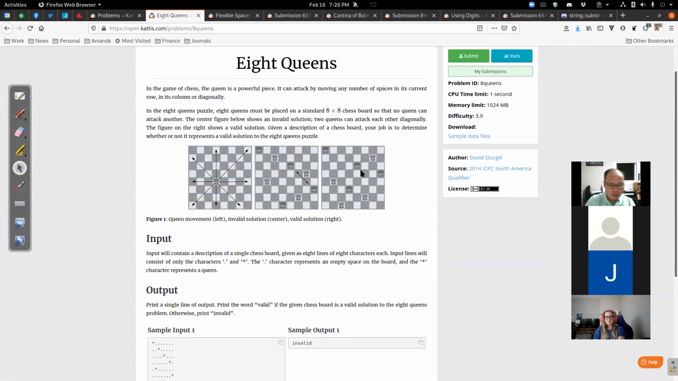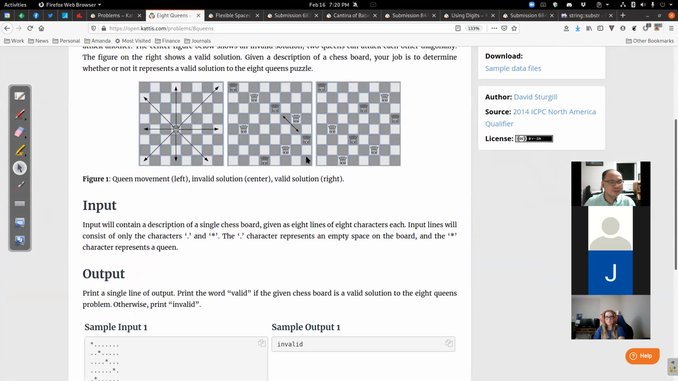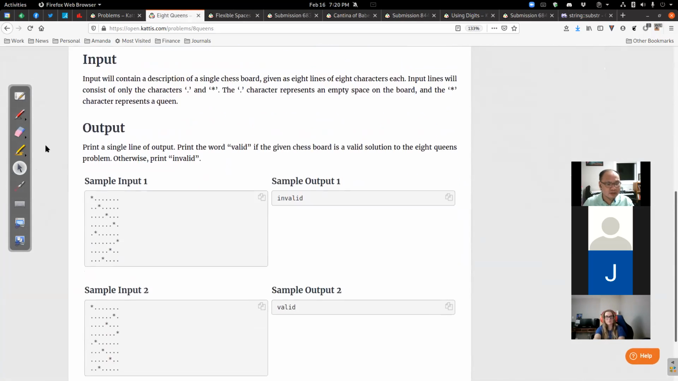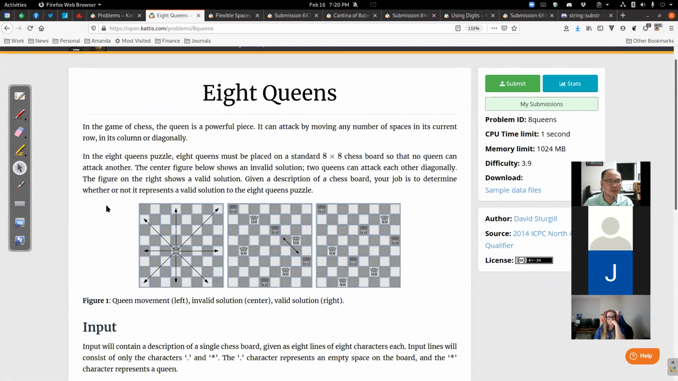Okay, this other one. So 8 queens, right? I think I told Jana that I looked at her code and there are some suggestions that I was going to make. Let me explain what the problem is. I think all of you have read it, but the idea is that you're given an 8x8 board. Dots means that nothing is there. Star means that there's a queen, and you need to tell me if this is a valid 8-queen solution.